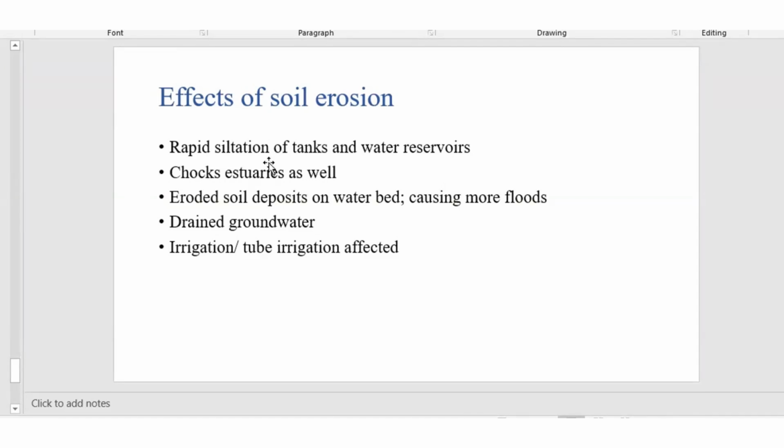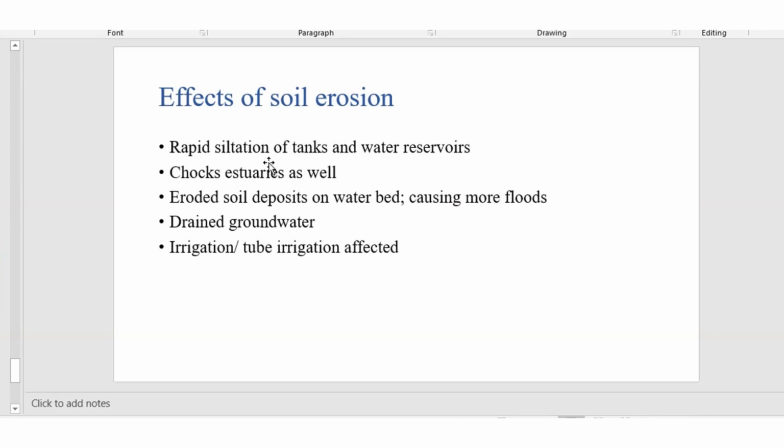Then the next topic in this chapter is desertification. So we covered soil erosion till now. We will start with desertification. So what is desertification? These are some effects of soil erosion which I think you understood by now. There is rapid sedimentation, water reservoirs are affected, landslides occur, the river body, smaller river bodies like lakes and estuaries are choked, then deposition of silt or soil on water beds, it leads to heavier or more floods, groundwater levels are drained, irrigation and tube irrigation are affected.